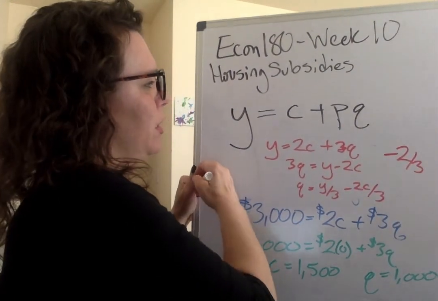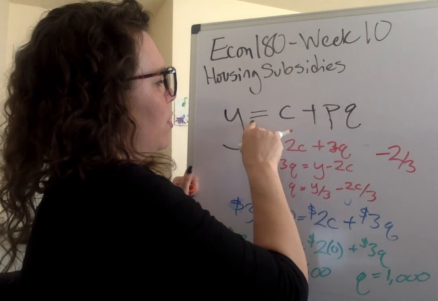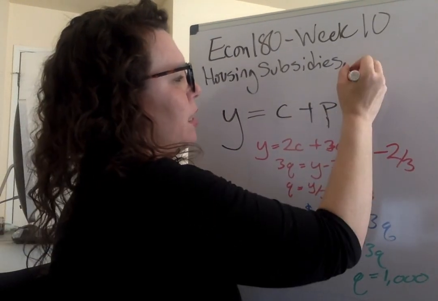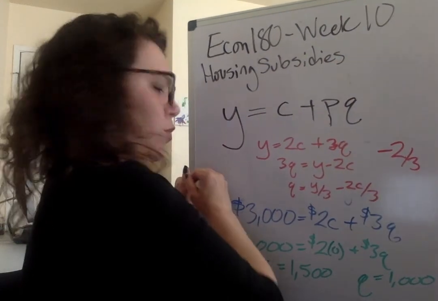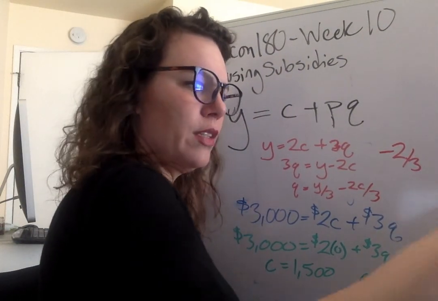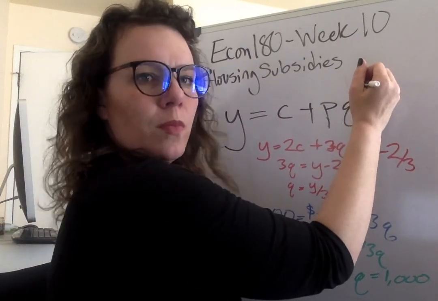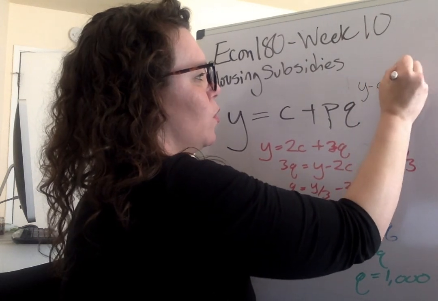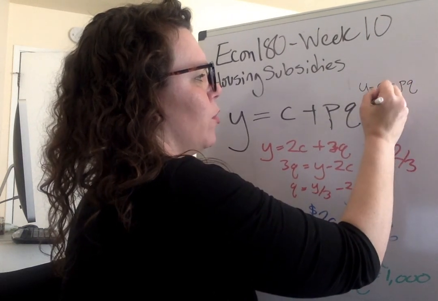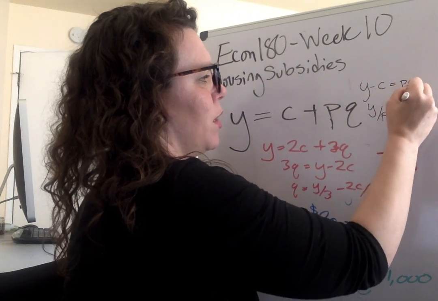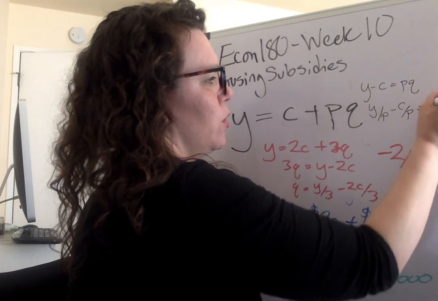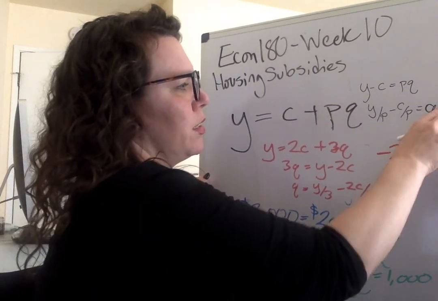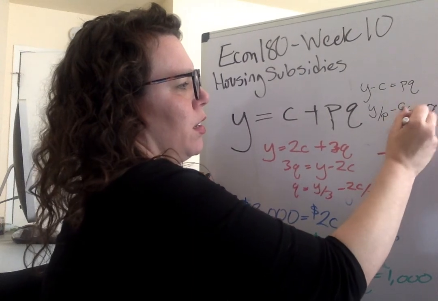If we had done it the way the book did, we just take this, y equals c plus pq, and say we want to solve for q in terms of c. So y minus c equals pq, and then divide both sides by p, and we get y divided by p minus c divided by p equals q. And then that gives you the slope, which is negative 1 over p.